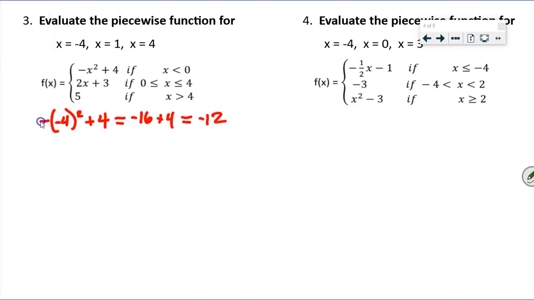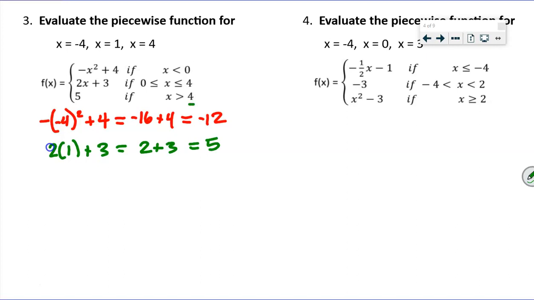Now our second number, 1, is between 0 and 4. So on that one, we're going to put in 2 times 1 plus 3. So that's 2 plus 3, so that's 5. And then our last one is 4.